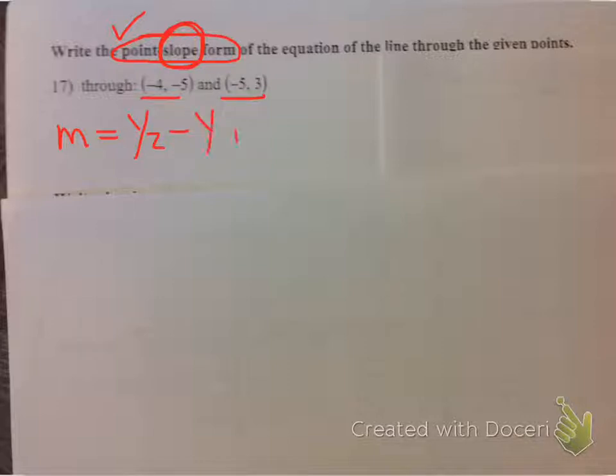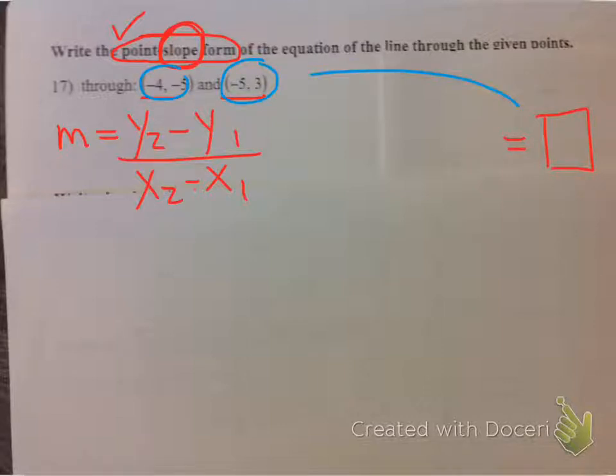Y sub 2 minus y sub 1. That's our point slope way of finding our slope first. And once we have our answer to our slope, then we can pick a point, any of these points here, take them plus the slope here, and I can write out my point slope form equation.